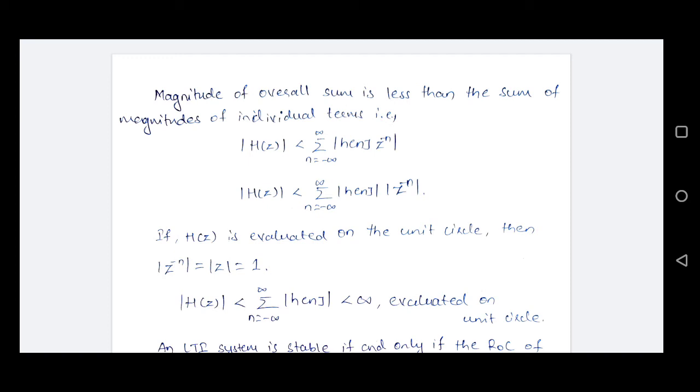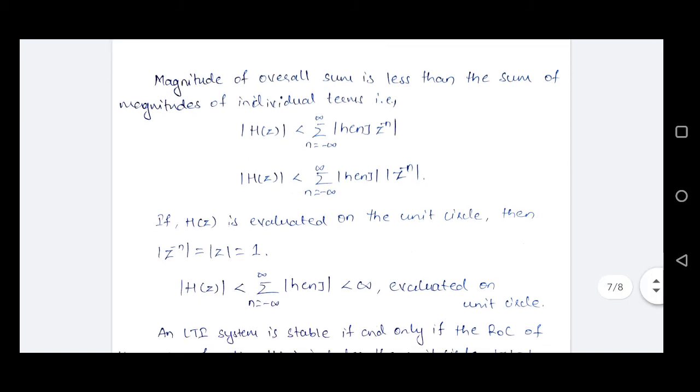And we know that the magnitude of a product will be equal to the product of the two individual magnitude terms. So using it, we'll write mod H of z less than the summation from n equals minus infinity to plus infinity of mod of h of n multiplied by mod of z to the power minus n. Now, mod of z to the power minus n will be equal to 1 when evaluated on the unit circle. Therefore, mod of z to the power minus n equals mod of z, which equals 1.